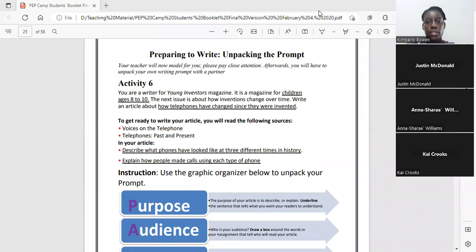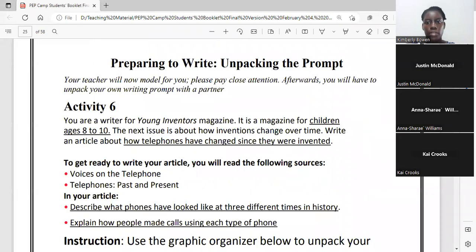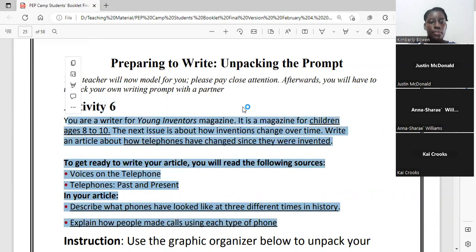Are you seeing us on the screen? Yes, Miss. Okay, great. So our writing prompt is a part of the instruction that tells you what your essay should look like and what should be included, right? So it tells you the format of the essay and what should be included in a gist. Here is the writing prompt. Let me reshare to the screen.